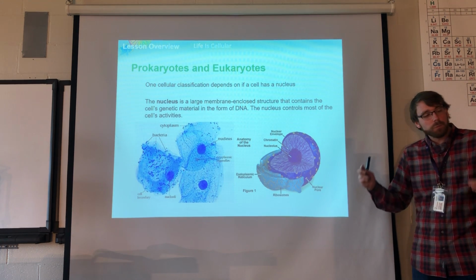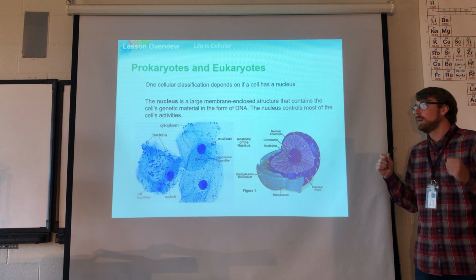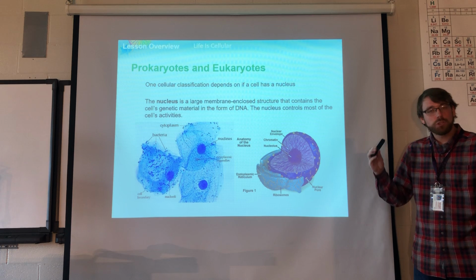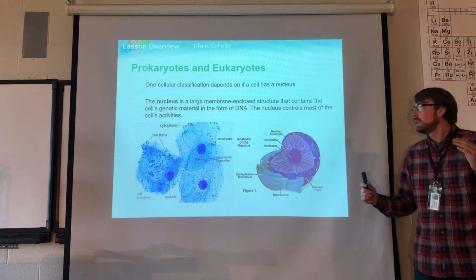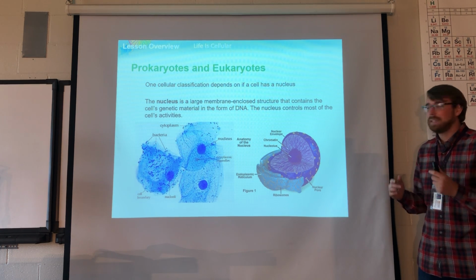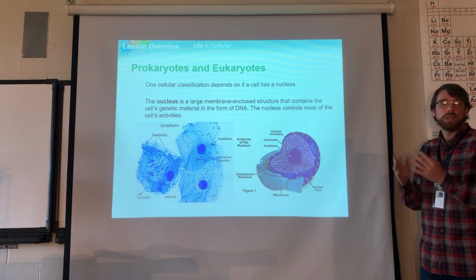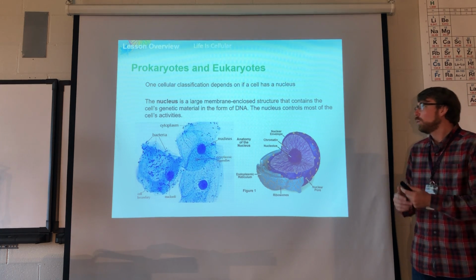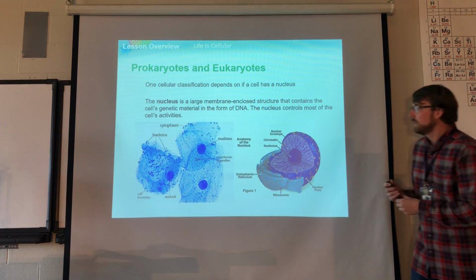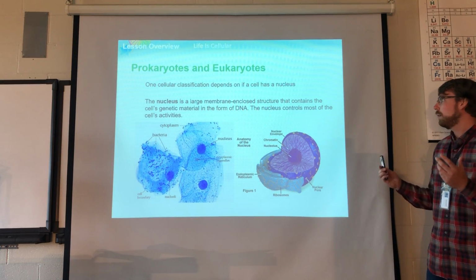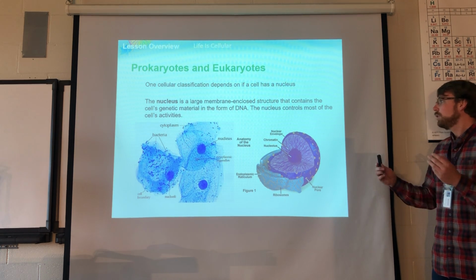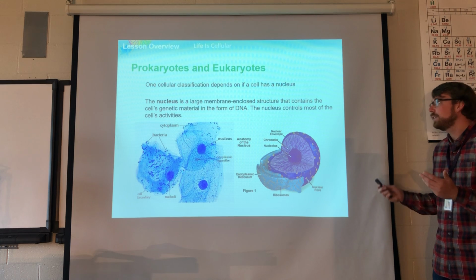The big division that we have in life is between prokaryotes and eukaryotes. We have these two large domains of life, prokaryotes and eukaryotes. This classification is based upon a single fact, which is, does the organism have a nucleus where it stores its DNA, or does it not? A nucleus is a large membrane-bound structure that contains the cell's genetic material in the form of DNA. The nucleus controls most of the cell's activities in eukaryotes.